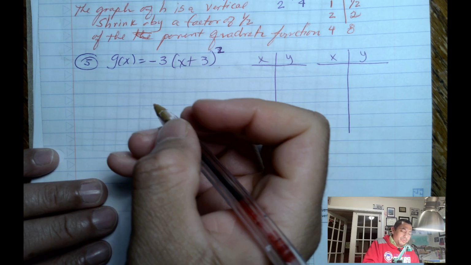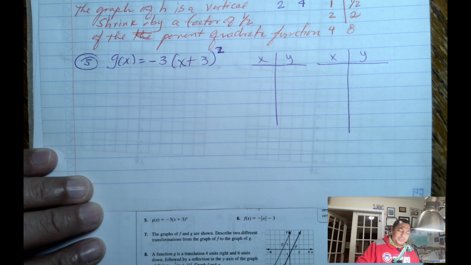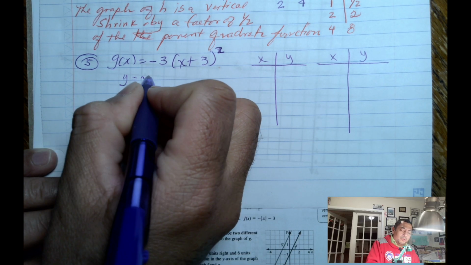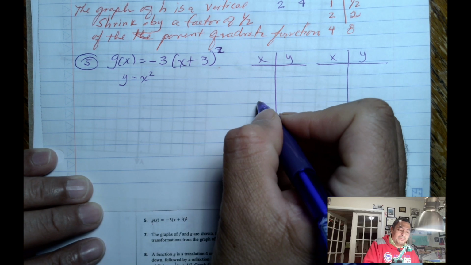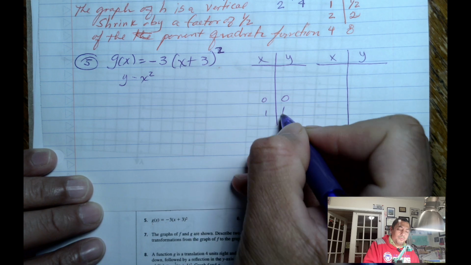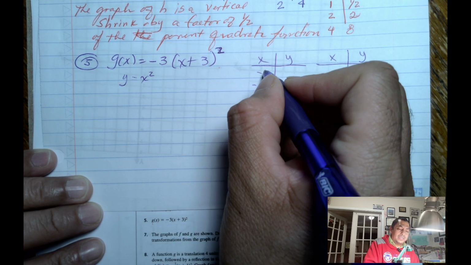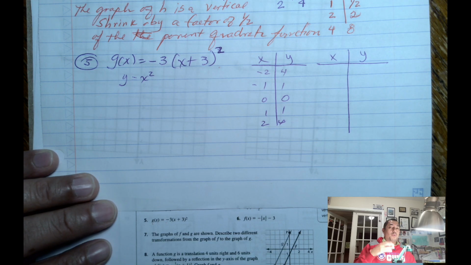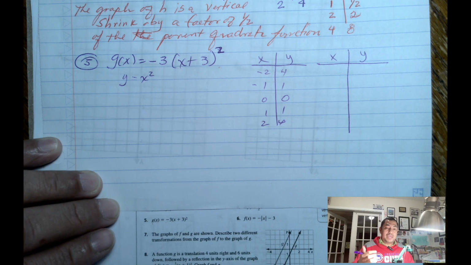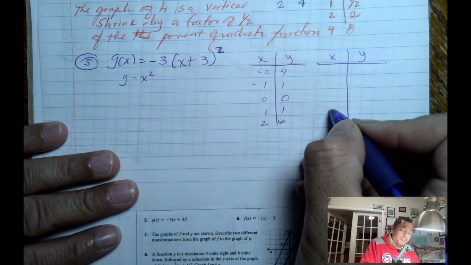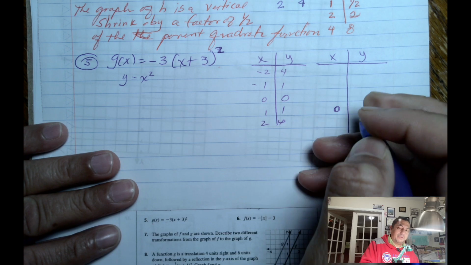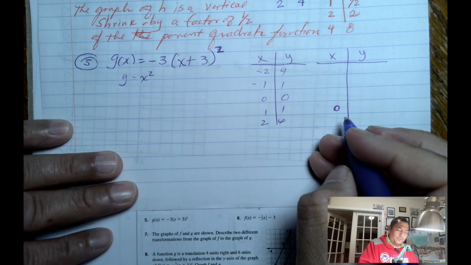Now remember, we start with the parent function. So the parent function in this case is y equals x squared. We already had that table that has (0, 0), (1, 1), (2, 4), (-1, 1), and (-2, 4). Now what happened with the transformation? So I'm going to start with 0 always. 0 is the go-to point.